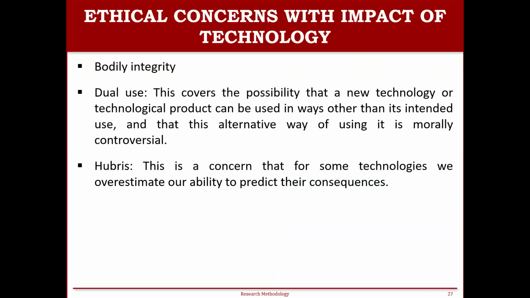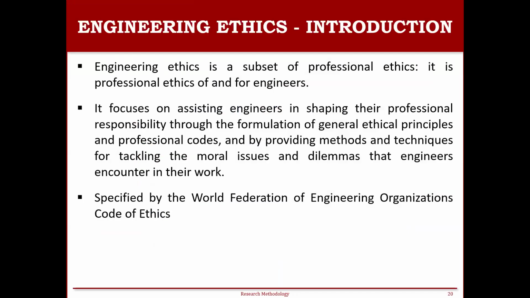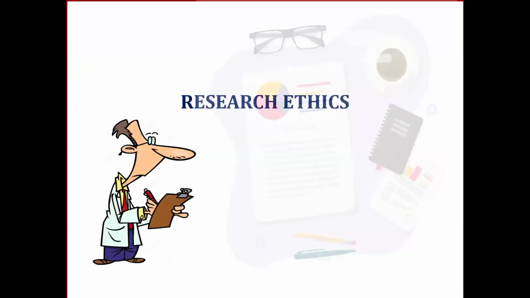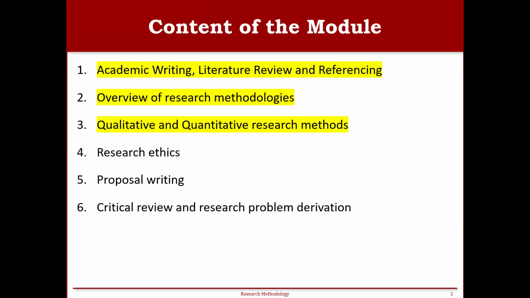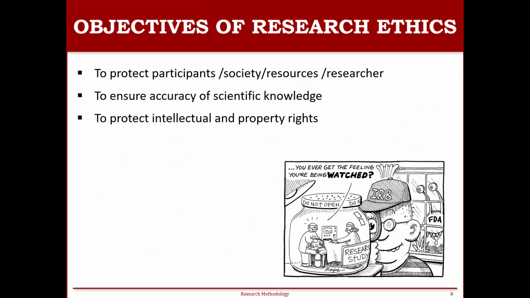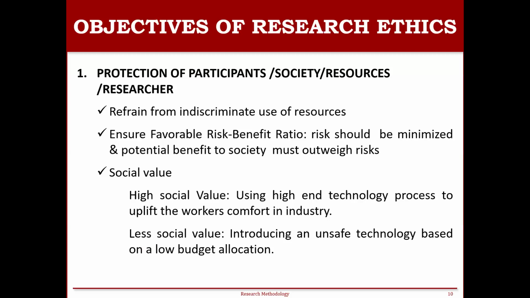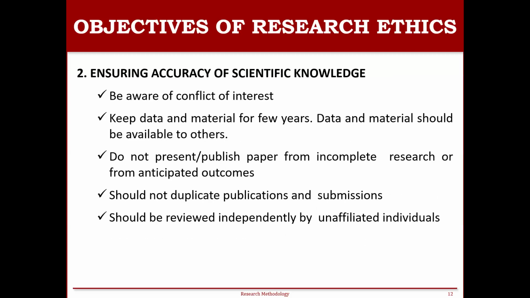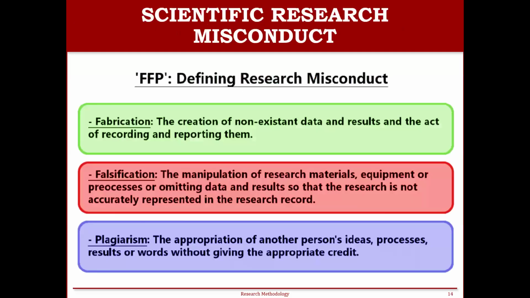So if I go back, we discussed the ethical assessment in the engineering field and the institutionalization. And we mainly identified three objectives of research ethics, right? To protect the participants, to protect intellectual property rights, and to protect scientific knowledge, right? So we have three main objectives. Try to remember those three main objectives, right? And then under research misconduct, we identified FFP: fabrication, falsification, and plagiarism.